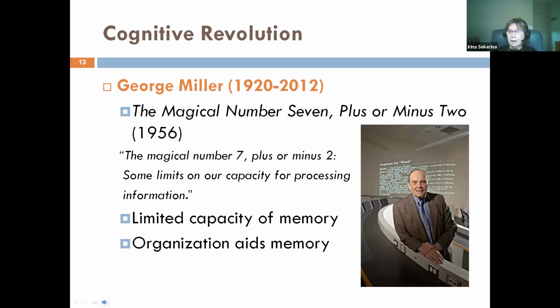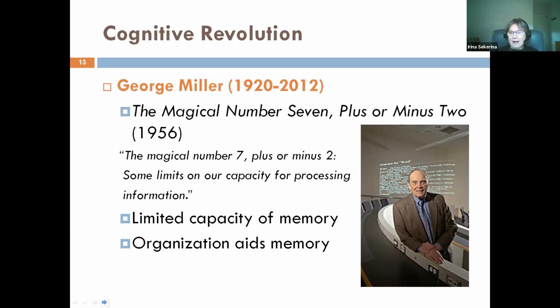Here is a very important person in the history of cognitive psychology, George Miller, also unfortunately died but lived a very long life. His probably most famous work is this magical number 7 plus minus 2. I'm sure that even if you don't remember what it is, you probably remember this number, okay?